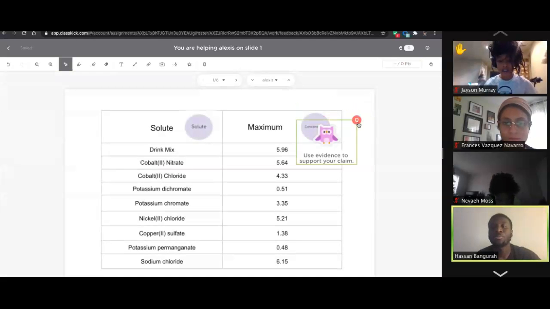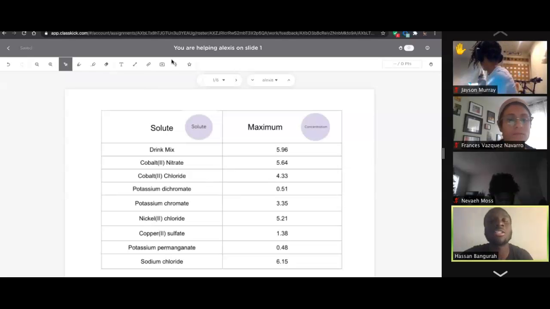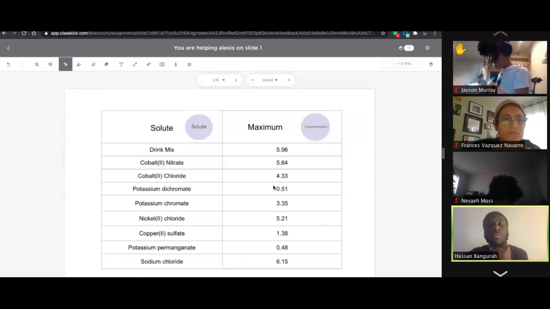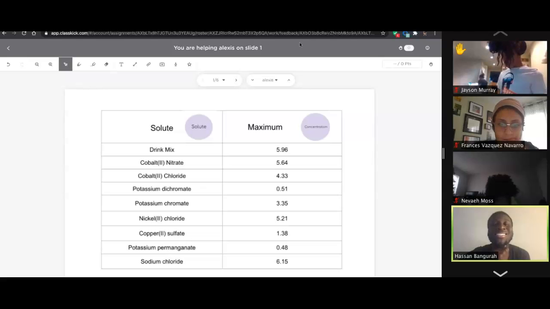All right. Real quick, let's go ahead and look at slide number 1. Everybody look at my screen really quickly. Which solute is the most soluble? Go ahead and raise your hand in the chat so we can come directly to you so you can give us the answer quickly. Which solute is the most soluble?